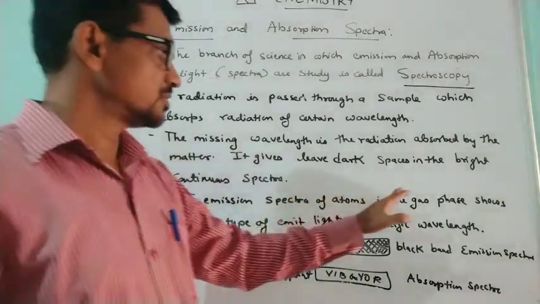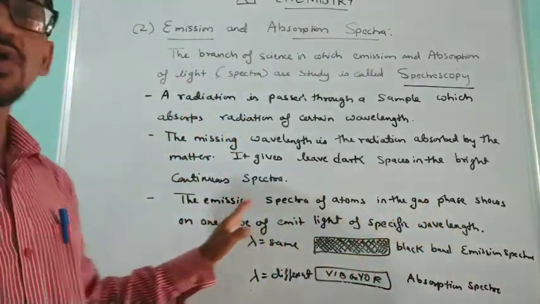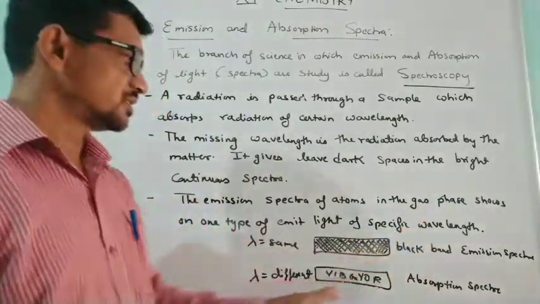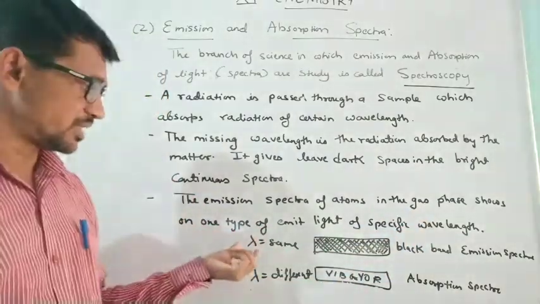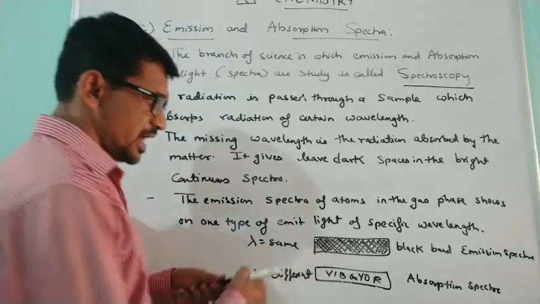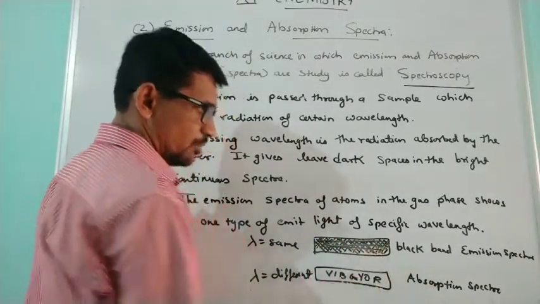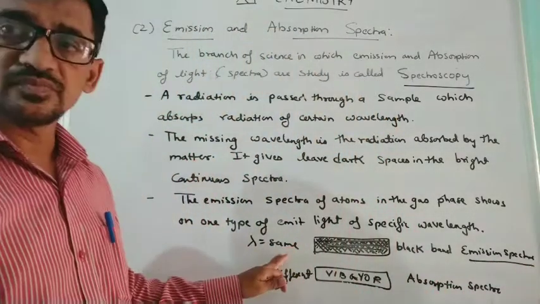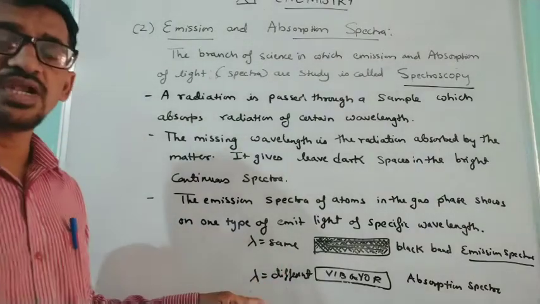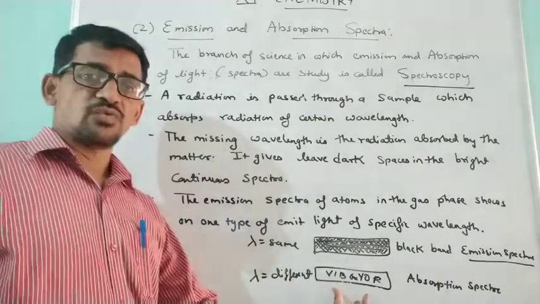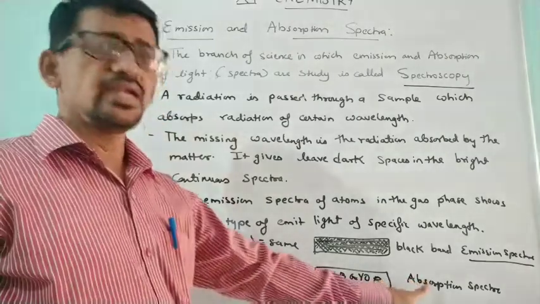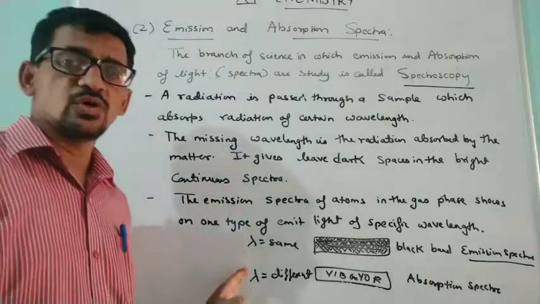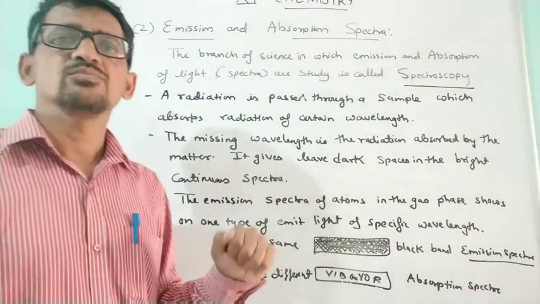Emission spectra of an atom in gaseous phase shows only one type of emitted light of specific wavelength. So that is nothing but emission spectra. So in emission spectra, wavelength remains the same and black bands are observed. Then it is known as emission spectra of one wavelength, nearly same. But if wavelength is of different type, for example VIBGYOR, then that is absorption spectra. So two types of spectra we can observe, emission spectra and absorption spectra.